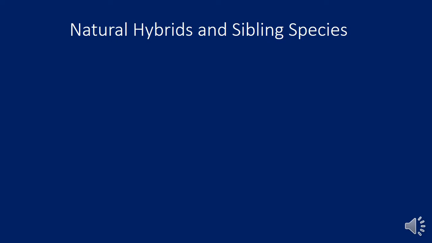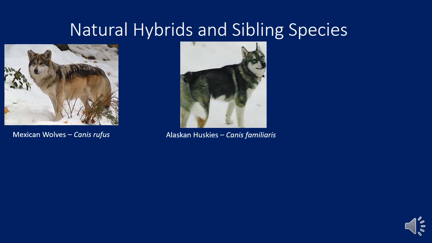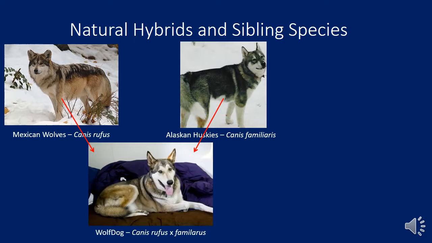Sometimes, both in nature and due to people, we can have hybrids, or sibling species. So if we look at the Mexican wolves, Canis rufus, and we look at Alaskan huskies, Canis familiaris, they're dogs, right? Like Alaskan husky, same species as a Chihuahua or a Great Dane, but they look an awful lot alike. And so we can take them and breed them together, and people do this, and we can make a wolf dog. It's a hybrid.